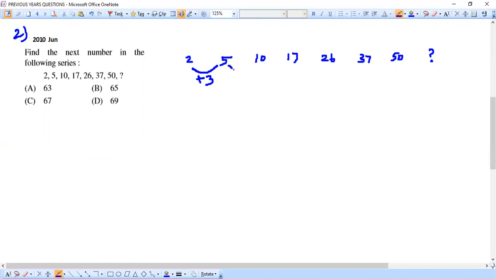We'll continue. 5 to 10 they have moved, so this time they have done plus 5, because 5 plus 5 gives us 10. Next, 10 to 17. This is also easy to say: 10 plus 7 we need to do to get 17. Then 17 to 26 they have moved. What number do I need to add to 17 to get 26? We'll think of 17 to 27 first. 17 to 27 I need to do plus 10, but we have to go to 26. That means less 1, so plus 9 they are doing.